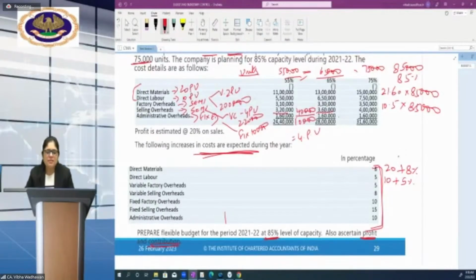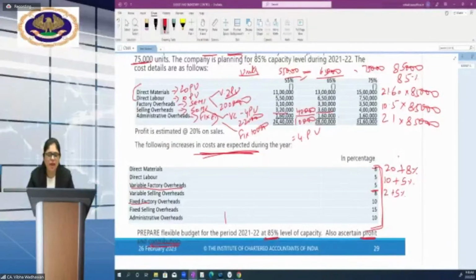Factory overheads. Now, factory overheads, variable factory overheads. See, they are saying variable factory overheads. From here also you can find out that factory overheads were semi-variable, because in the question itself it's given variable factory and fixed factory. That means factory overheads were semi-variable, right? So variable proportion of factory overheads was 2 per unit, which we calculated. So 2 plus 5%, 2.1. 2.1 into 85,000. This is variable factory overhead.